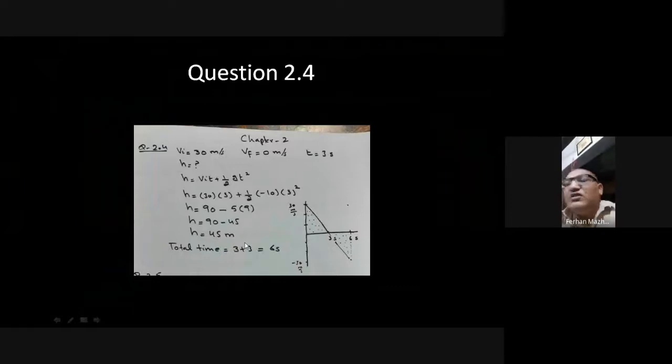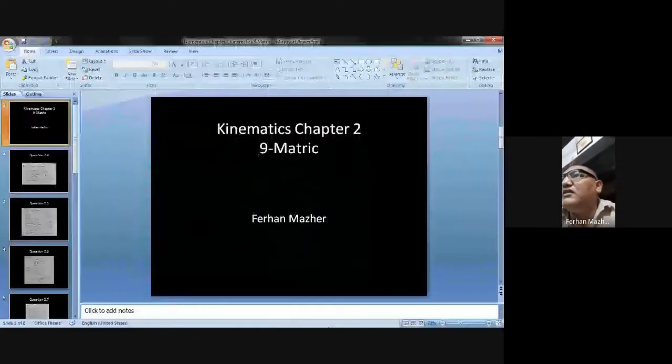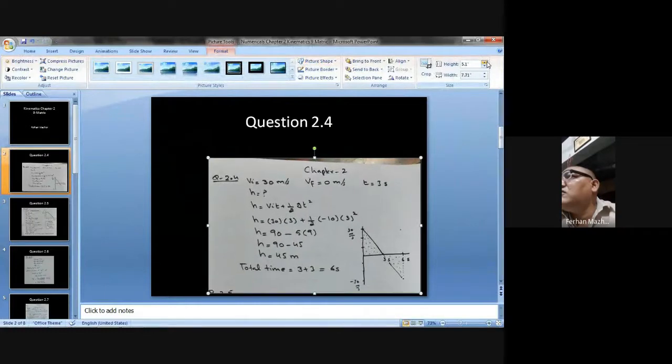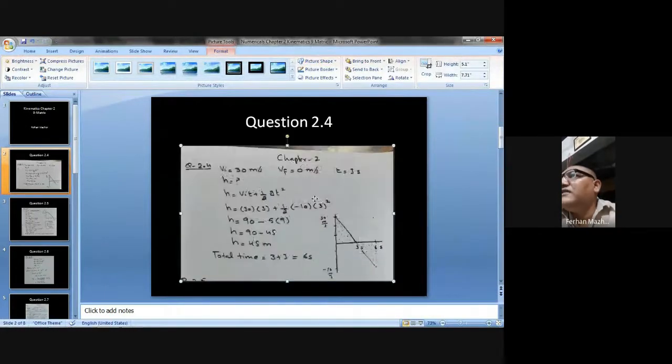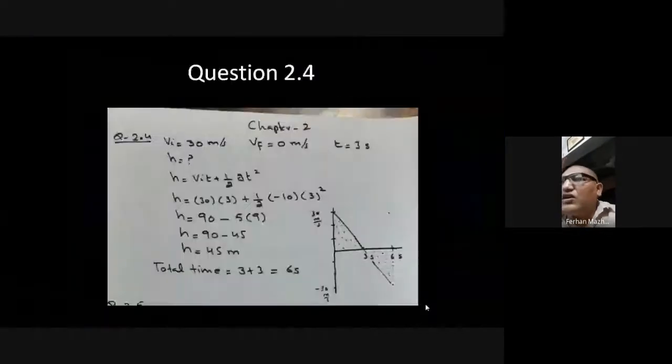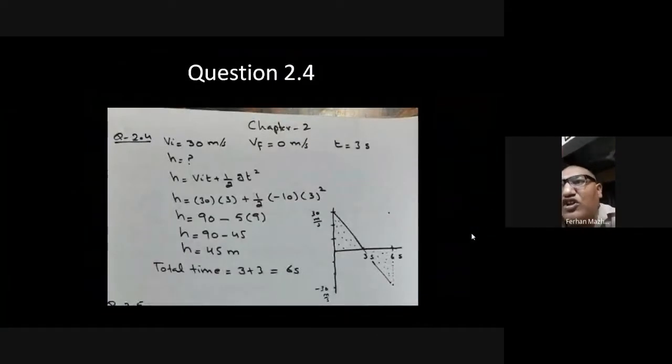So on your screen, hopefully this is showing up, and let me increase the size. This is numerical 2.4. On your screen, this shows the initial velocity when the ball is projected upward is 30 meter per second. From our knowledge, we know that the final velocity at the highest point is always 0 meter per second. The time taken from the ground to reach the maximum height is 3 seconds. Their question is how much height it reached.